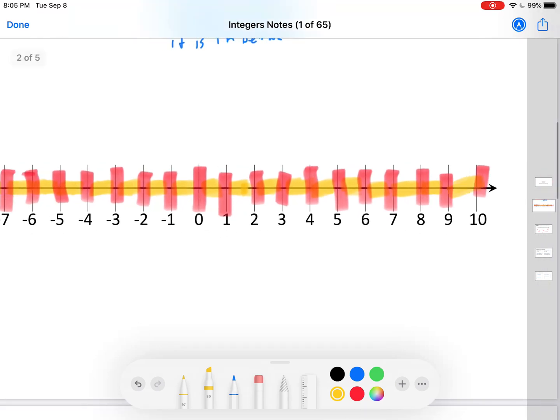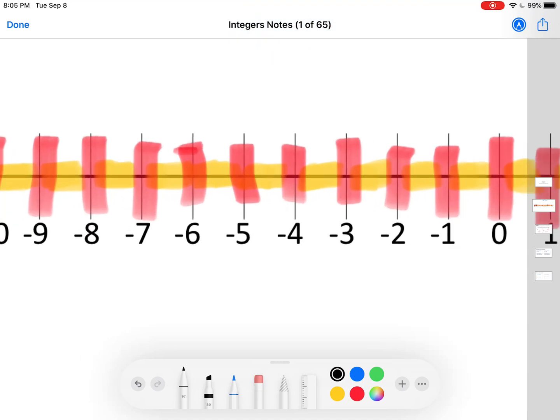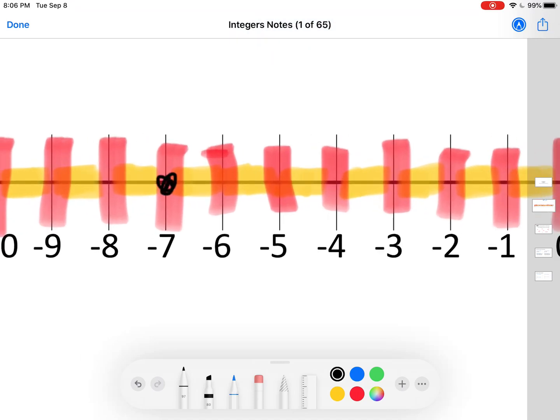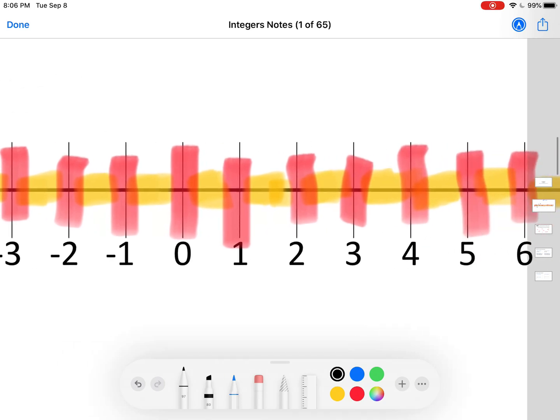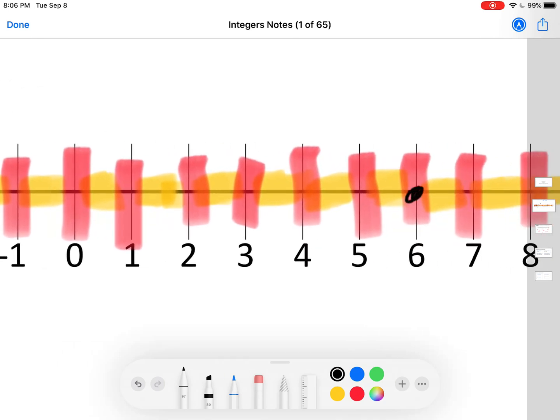Well, what do we mean by between? Well, let's put a few numbers down. Let's highlight some numbers. How about -7? That's on a line, so this is an integer. How about -5 1/4? Well, that's between, so it is not an integer. How about 6? Well, 6 is on the line, so that is an integer. But how about 3.75? Well, that's between, so that is not an integer.